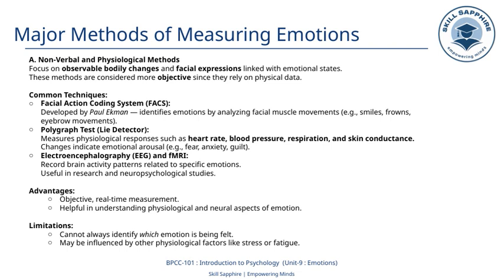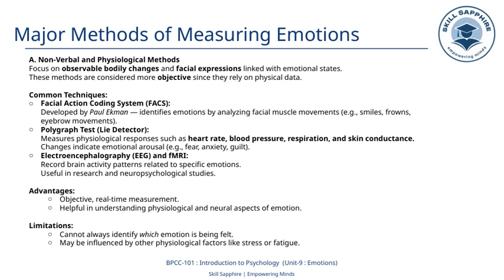This method is quite detailed and can give us insights into what someone might be feeling just by observing their face. Another common technique is the polygraph test, often called a lie detector. It measures physiological responses such as heart rate, blood pressure, respiration, and skin conductance. Changes in these responses can indicate emotional arousal, things like fear, anxiety, or guilt, though it's important to remember that these signals can sometimes be influenced by other factors.